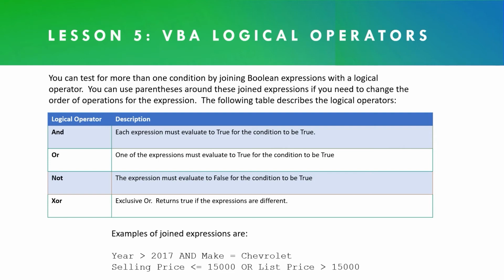I have a couple of examples of joined expressions here. Year greater than 2017 and Make equals Chevrolet. Both of those conditions have to be true, because it's using the And keyword, in order for the expression to evaluate to true. Selling price less than or equal to 15,000 or list price greater than 15,000. Only one of those statements has to be true in order for the expression to be true, because it's using the Or logical operator.